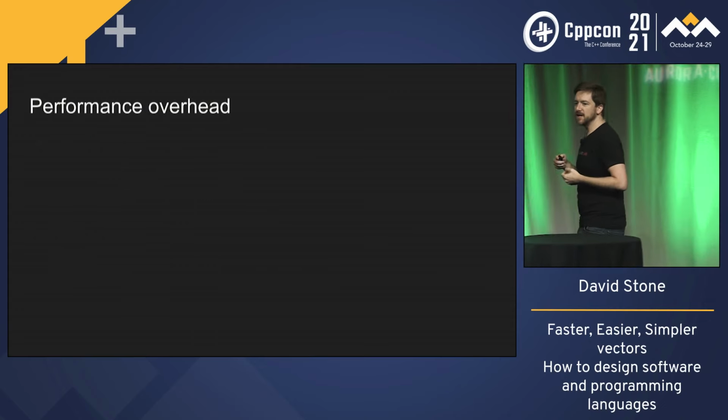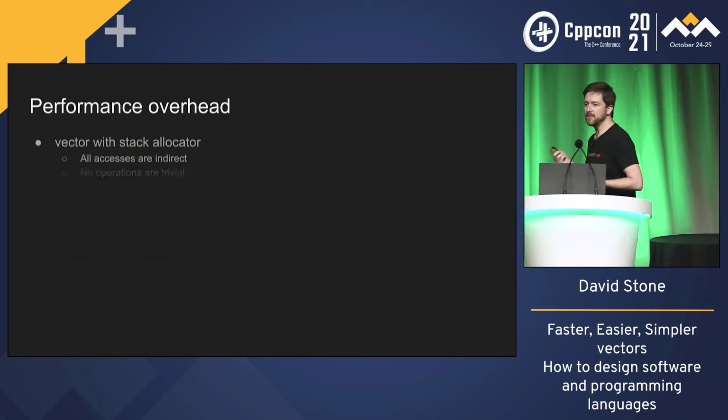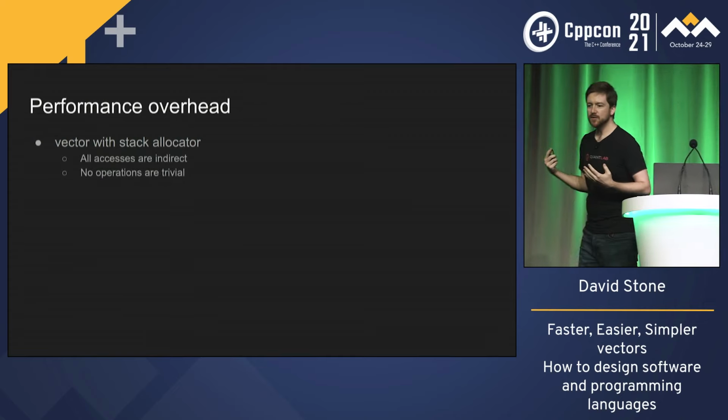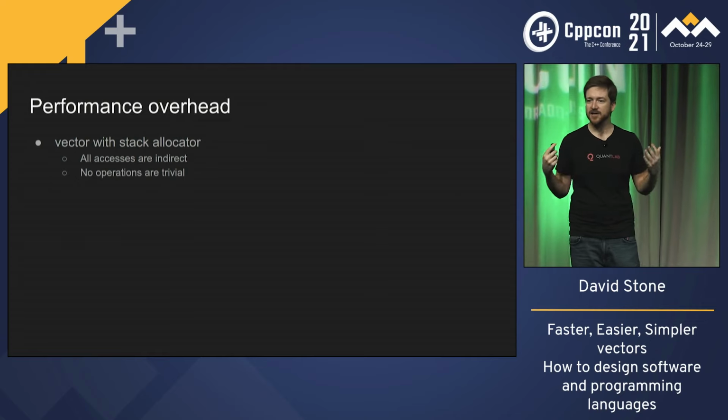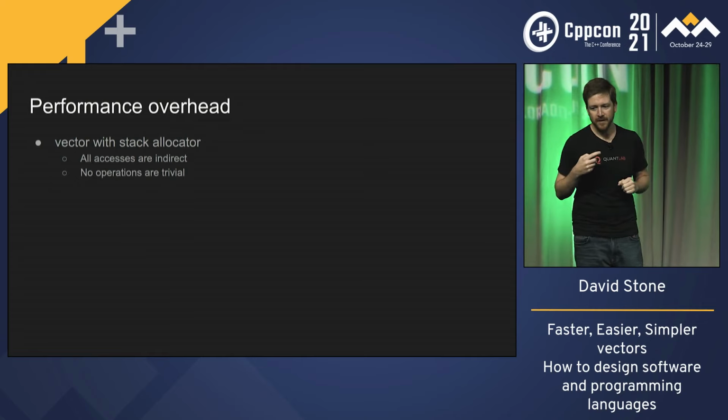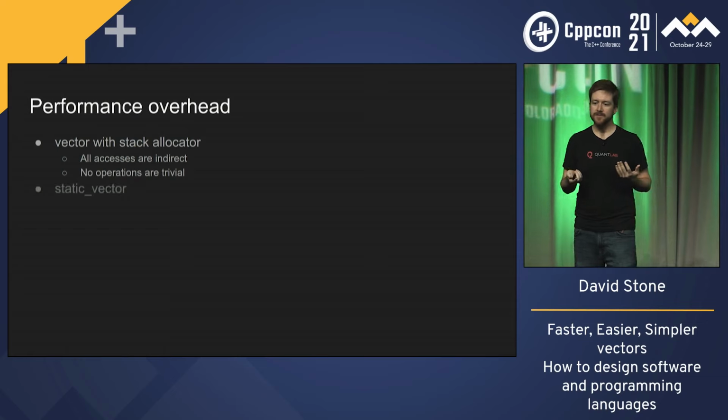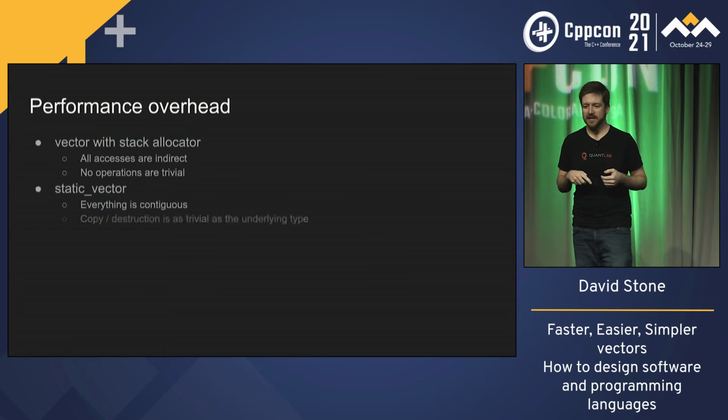And then there's also the performance overhead of using it. All accesses are indirect when you use a vector with a stack allocator. Now it's indirect to stack memory, which is hot in cache, sure, but it's still accessed through a pointer. And none of your operations can be trivial. Whereas with a static vector, everything's contiguous, everything is as trivial as it can be.